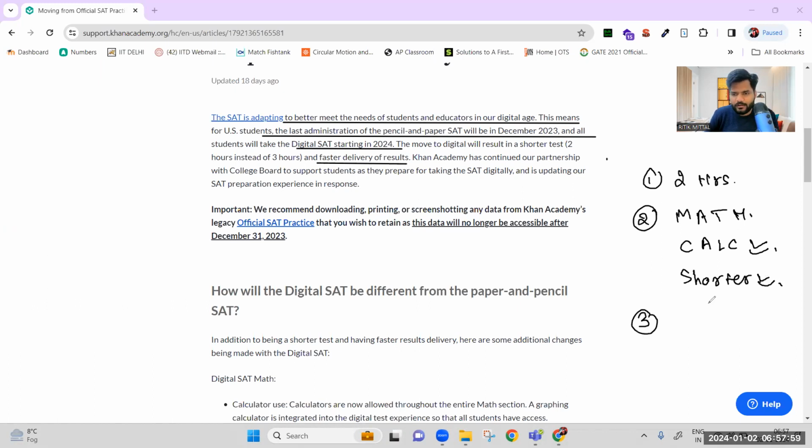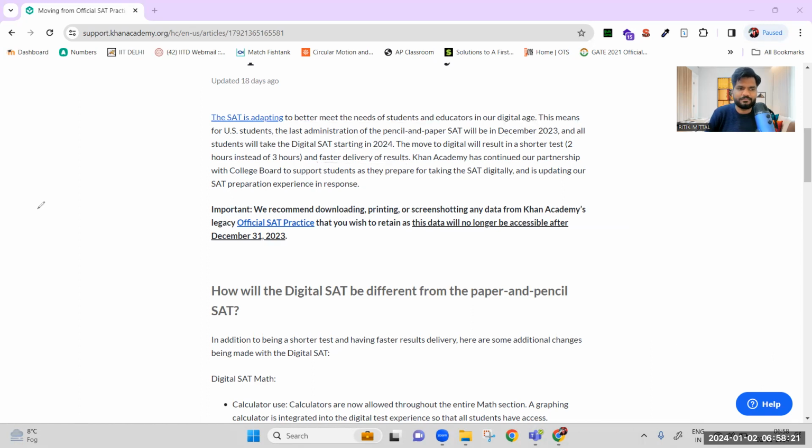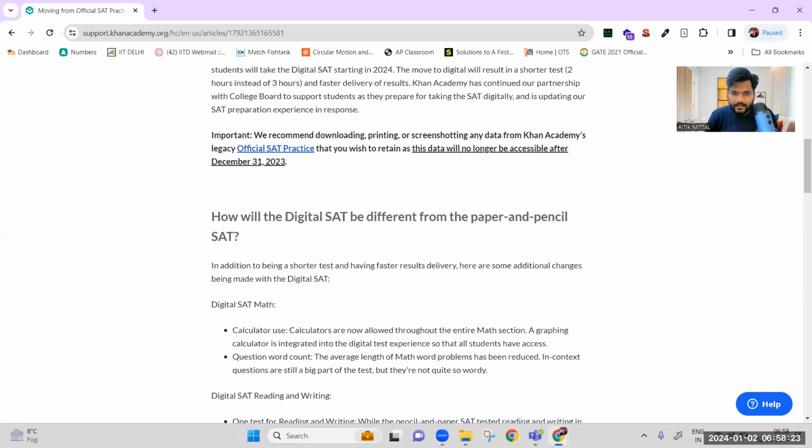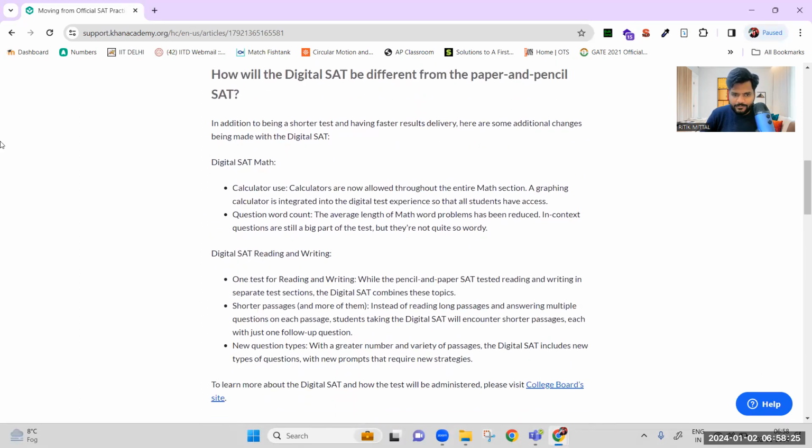Third, if I talk about the reading and writing sections, there will be only one section. There will be no separate section for it. Only one section will be there for reading and writing. That is the first point. Second point, passage length will reduce, and one question for each passage. There will be one question in each passage. Got it? So this is the difference between digital SAT and pen and paper SAT. I hope that makes sense.